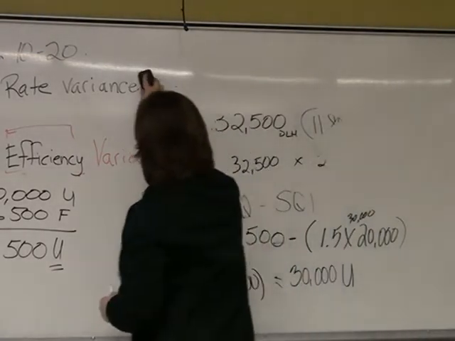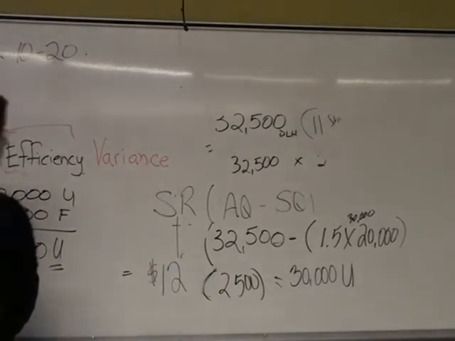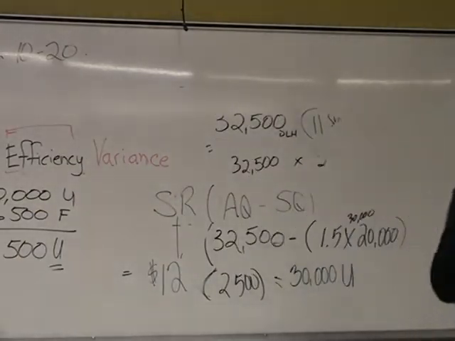So we're going to continue with problem 1020 in a minute. Sorry about that. So variable manufacturing overhead variances are done very similarly to the way that we've just done those.